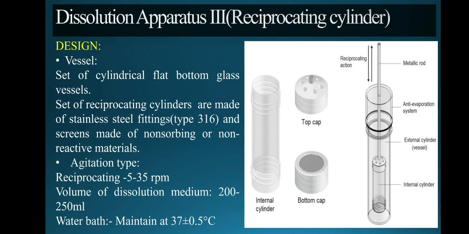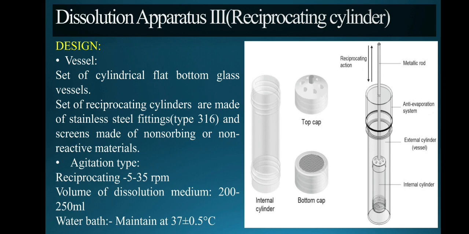Here we have the apparatus 3, that is reciprocating cylinder. It consists of a cylindrical flat bottom glass vessels. In the previous two apparatus we have seen that there were semi-cylindrical bottom. Here we are seeing that there are flat bottoms with glass vessels.